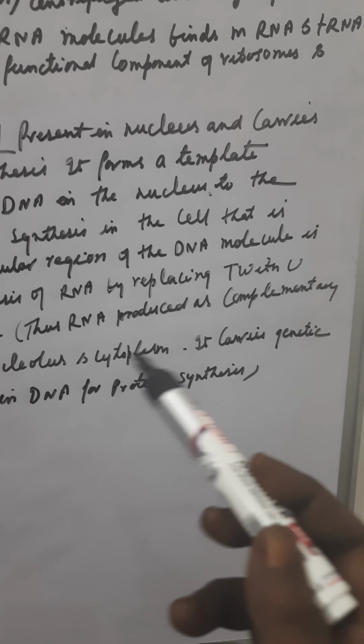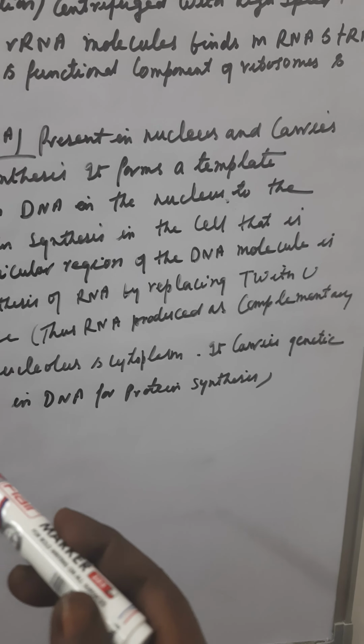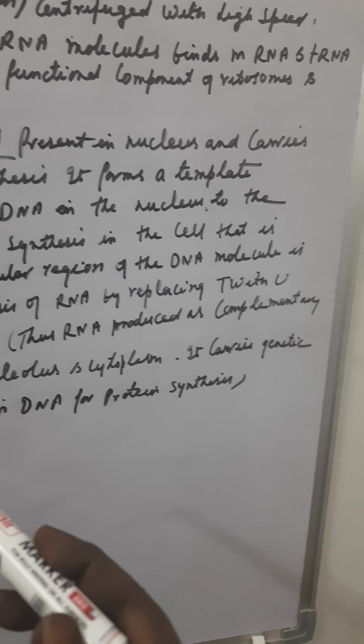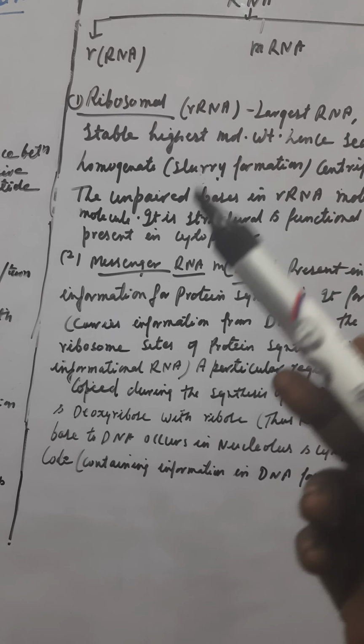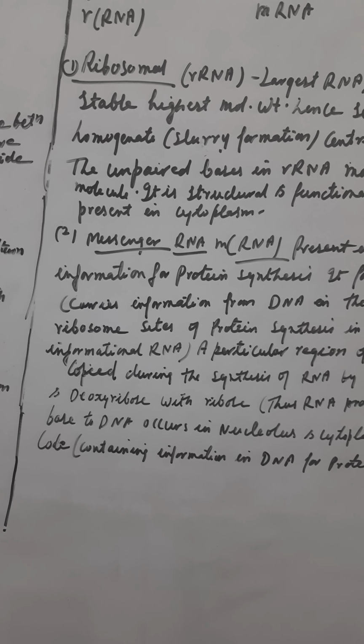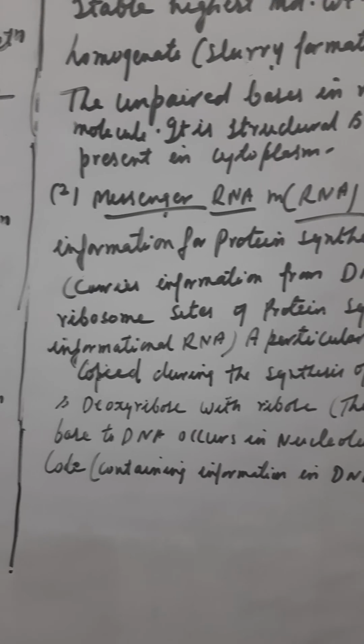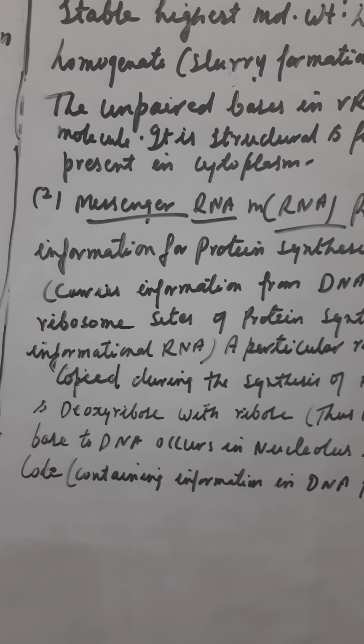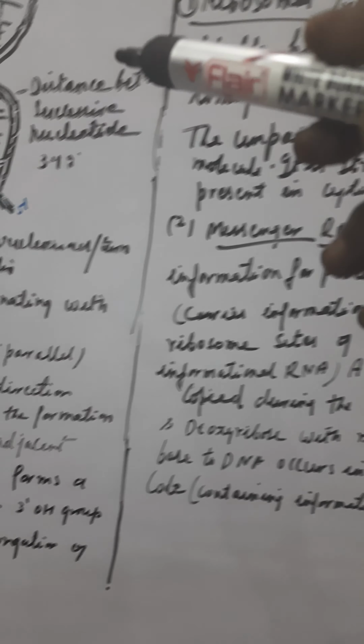It carries the genetic code, containing the information in DNA for protein synthesis. In detail, in the chapter on protein synthesis I will talk about the genetic code, and there these functions will be utilized: that it binds with the mRNA and tRNA, and this is the bulk of the ribosomal RNA which is meant for protein synthesis.